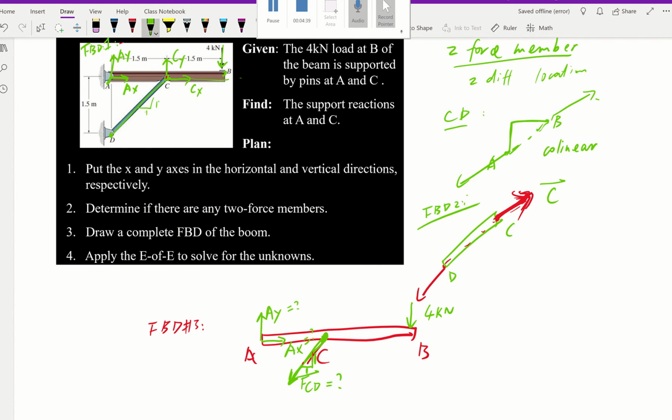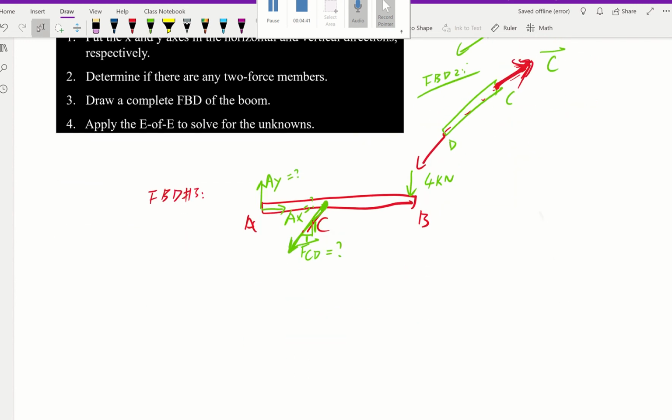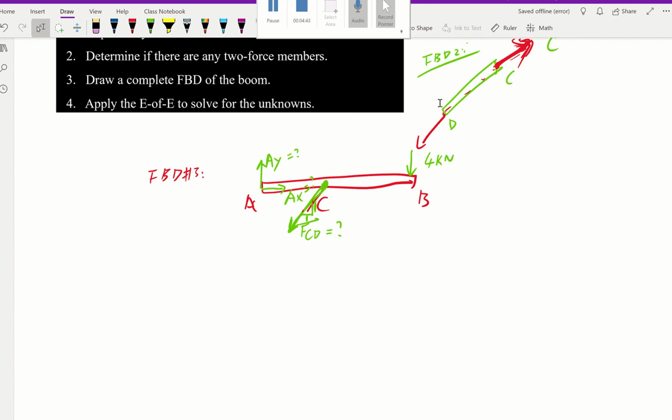AX and AY, those are only 3 unknowns now. So let's go ahead and solve out this problem, okay? So we'll have some forces in the X direction. We have AX, and FCD also has an X direction. We're solving for FCD. However, the X direction is 1.